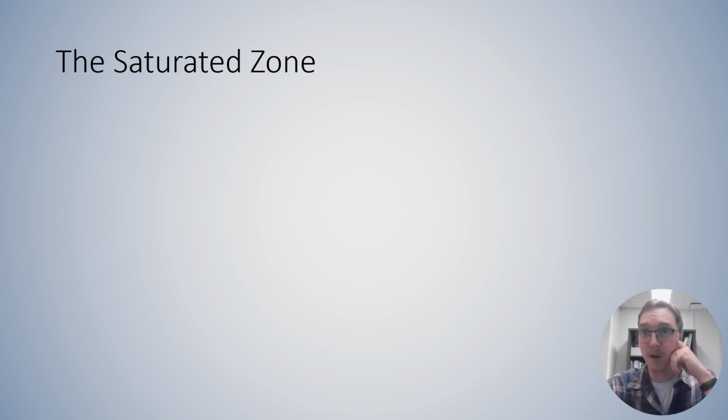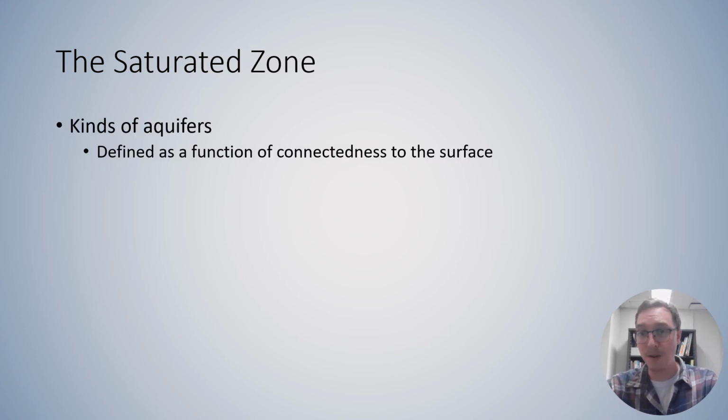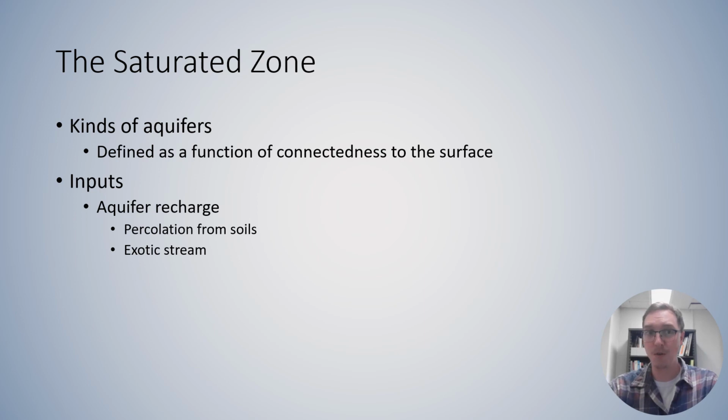So what about our saturated zone here? Well, we know there are these different kinds of aquifers defined as a function of their connectedness to the surface. Unconfined aquifers, they're exposed to water infiltrating through the surface. Confined aquifers, not so much. Aquifers have inputs, what we call aquifer recharge. And that can be either water percolating through the soil or supplied by exotic streams.